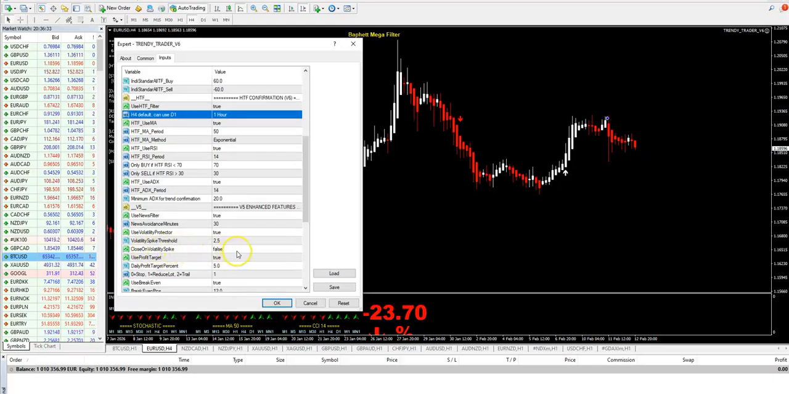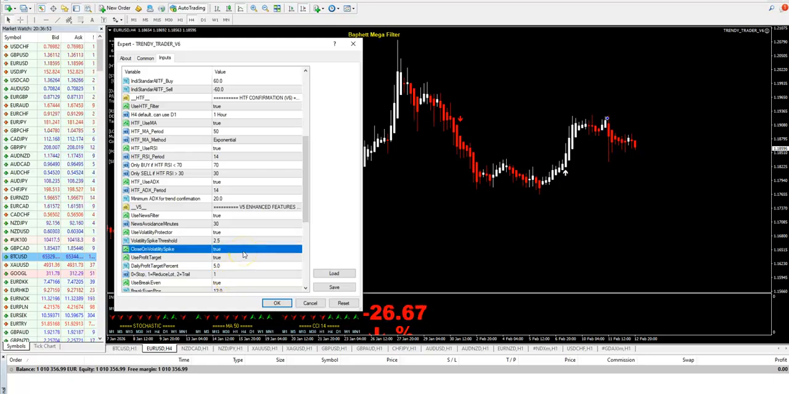Close on the volatility spike, we can put it to true. Profit target, daily 5%, you can put any number, 10%. And when it reaches that, you have 3 options. One, stop. Two, reduce lot size for further trades, reduce your risk. Or if you put 0, it would stop trading, or trailing trading.